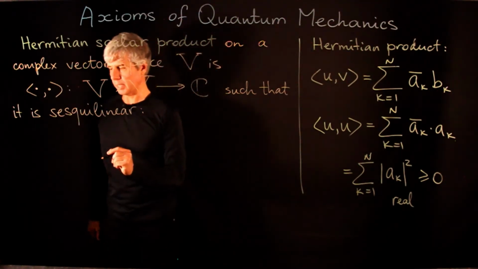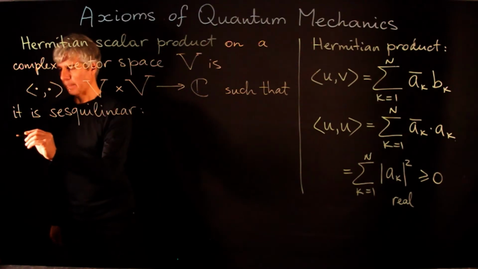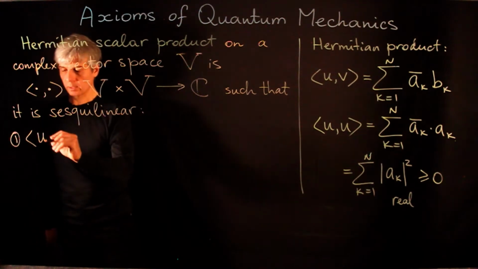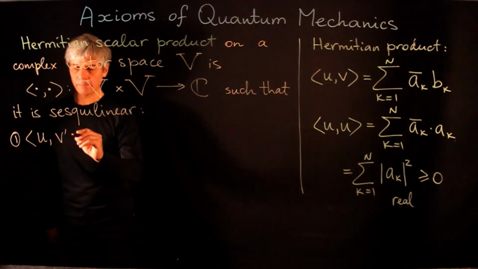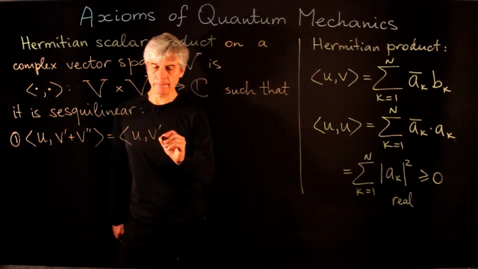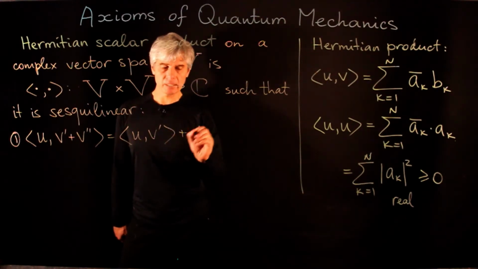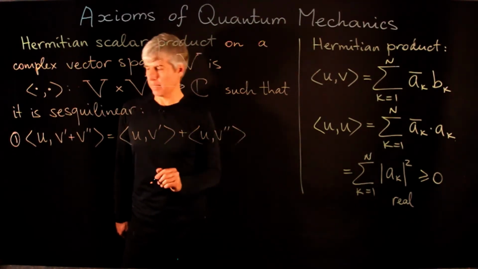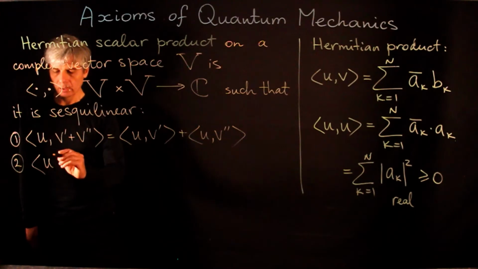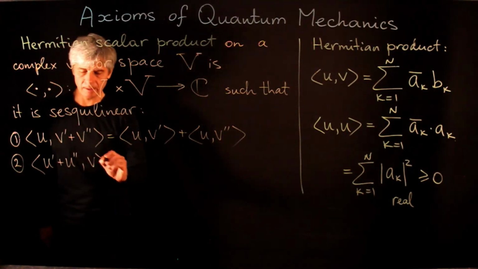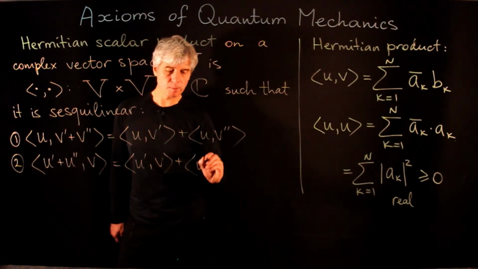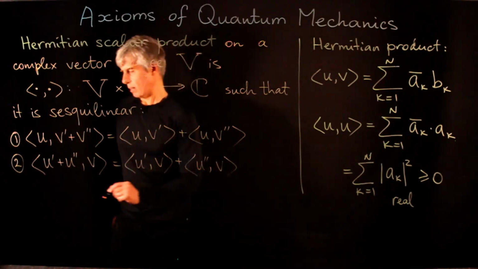So this means the following: that 1. If we have u with v prime plus v double prime, this is equal to u with v prime plus u with v double prime. 2. So the same for the first argument: u prime plus u double prime with v is equal to u prime with v plus u double prime with v. 3.